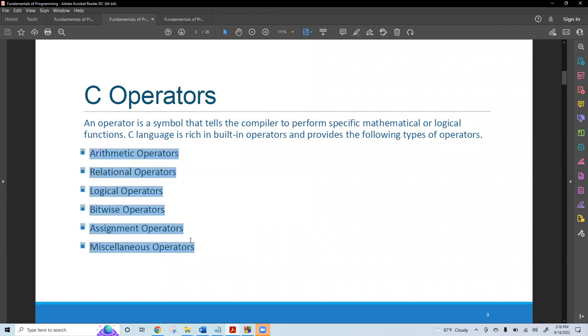We can categorize them into mainly 6 types, 6 categories of operators: arithmetic operators, relational operators, logical operators, bitwise operators, assignment operators, and miscellaneous operators. That means the other operators which do not belong to any of these categories. Okay. So let's go through one by one. These are not difficult. You already know these operators. But when it comes to the language, sometimes the way you are using those symbols is different.